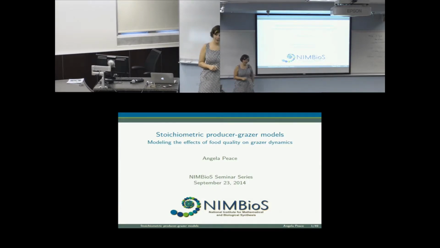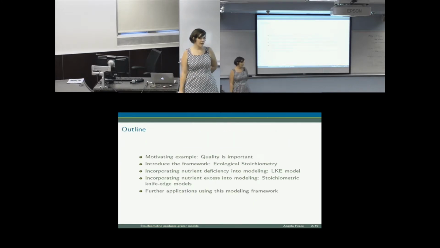Today I'm going to talk about producer-grazer models that have been developed under this theory of ecological stoichiometry, and that's a way to include food quality into models. So to start off, I'm going to start with a motivating example to introduce why quality is important and some of the consequences you might have if you neglect to include them in some ecological models.